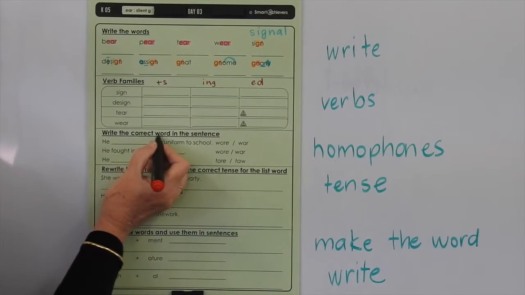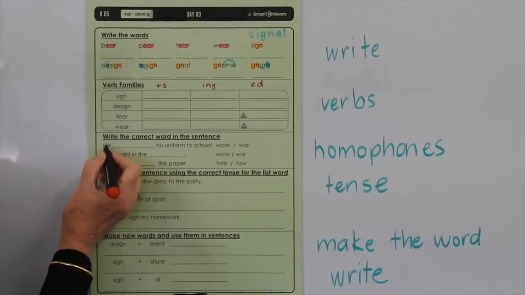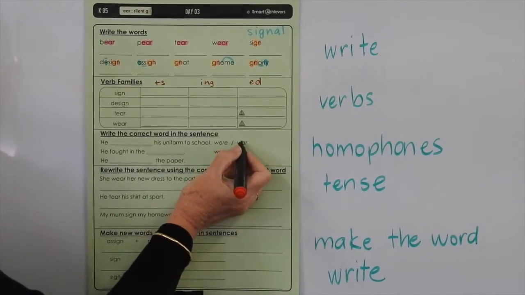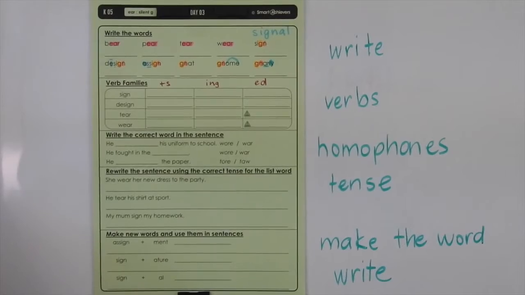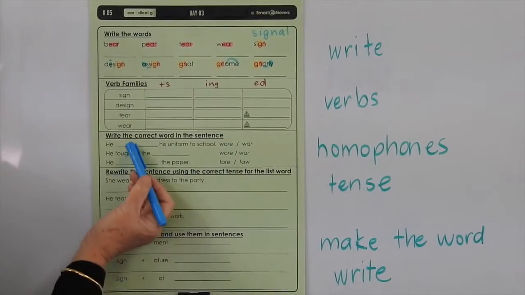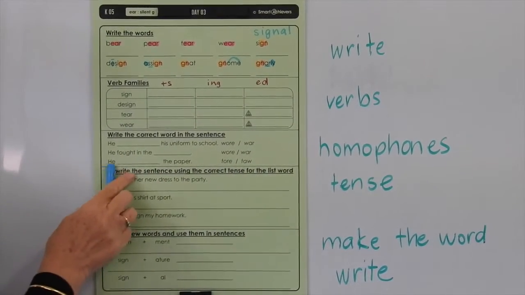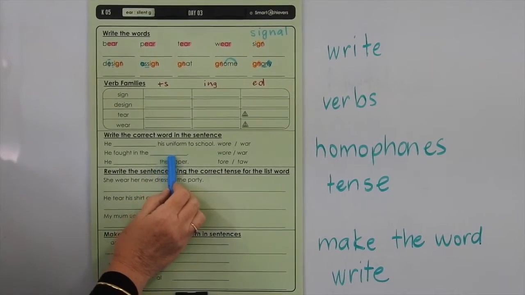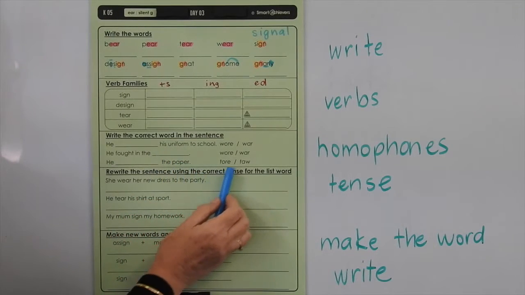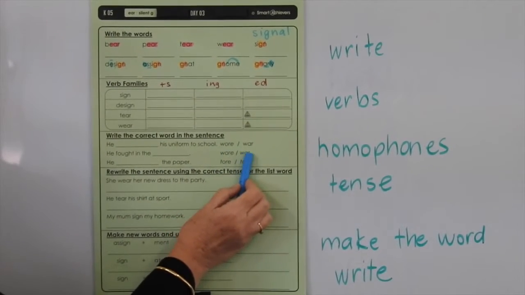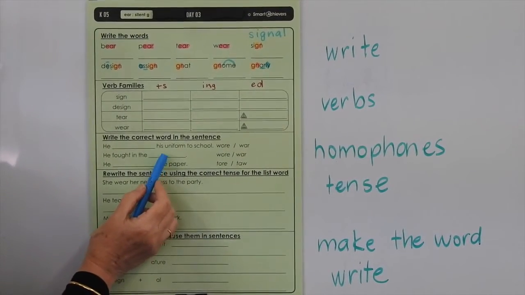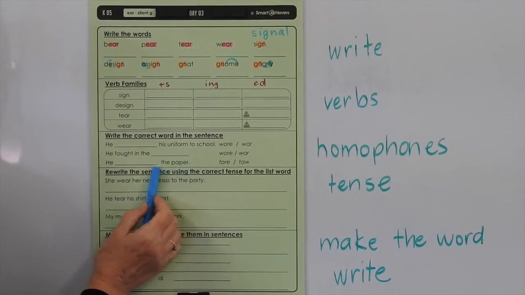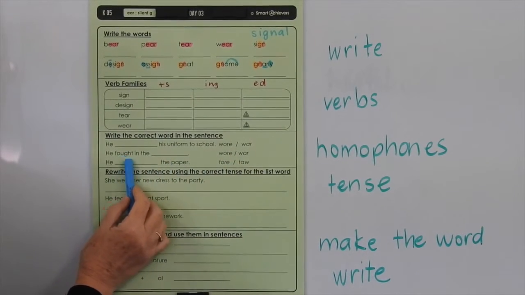Now then you have to write the correct word in the sentence. So we've got he wore his uniform to school. You have to decide which is the correct spelling there, highlight the one that's correct, and then write it in the space. He fought in the war, which is the correct spelling for the word war here. You could highlight it, which one of those says war as in fighting, and then write the word. He tore the paper, so you've got to put the right tore in here.